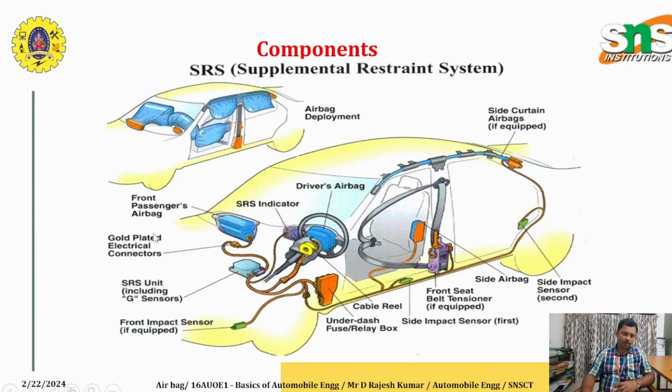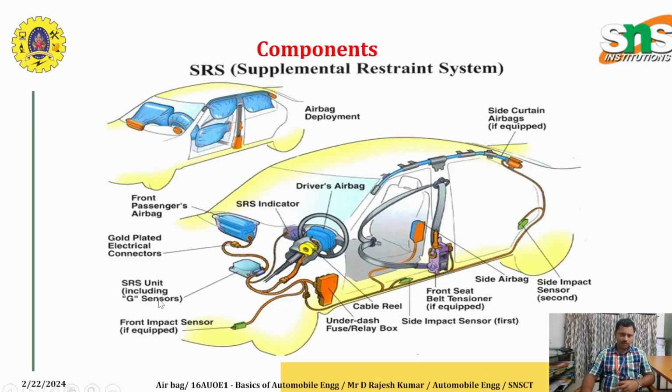So these are the major components. You can see here the SRS indicator, that is the supplementary restraint system. There is an impact sensor which is located in the front of the vehicle. This impact sensor is mounted not only in the front but at different positions of the vehicle in order to determine whether the vehicle undergoes an accident or an accident may occur. This sensor senses the event and triggers the inflation mechanism so that the airbag opens within a millisecond, and it prevents injuries during a crash.